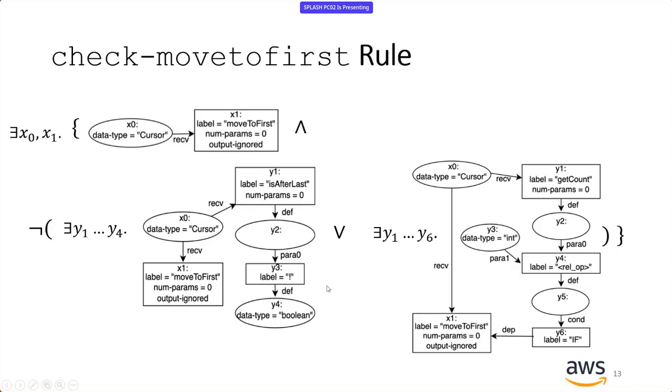In addition to this buggy pattern, we are negating a disjunction of two non-buggy patterns. In the first non-buggy pattern, we are making sure that the code does not have a call to is after last, which is another way of making sure that the result set is empty. And in the second one, we have a call to get count, cursor.getCount, and we are making sure that the program does not have that conforming pattern.